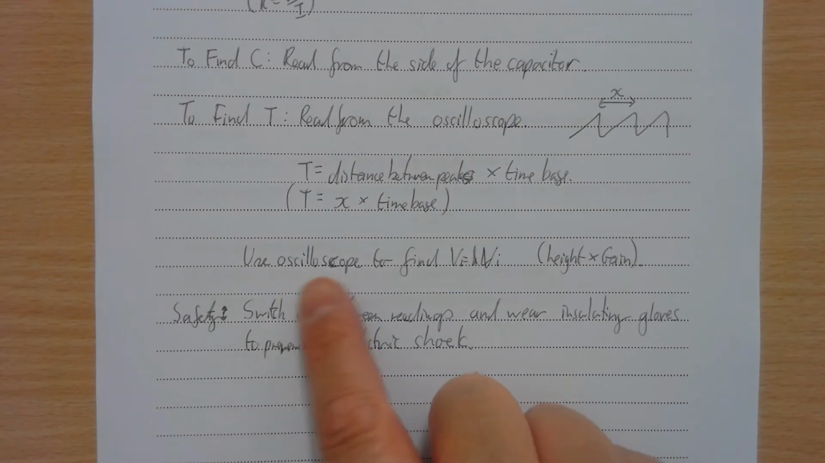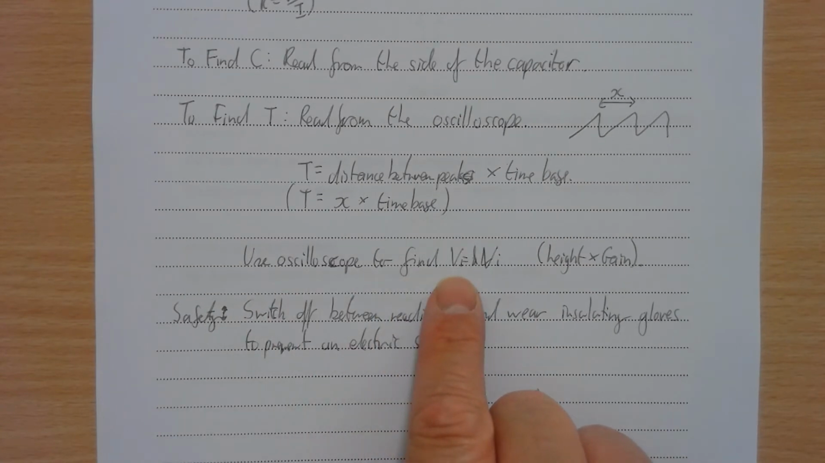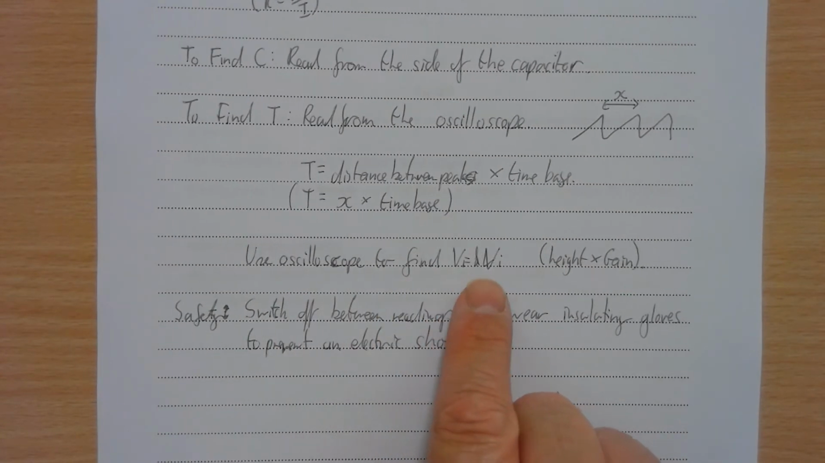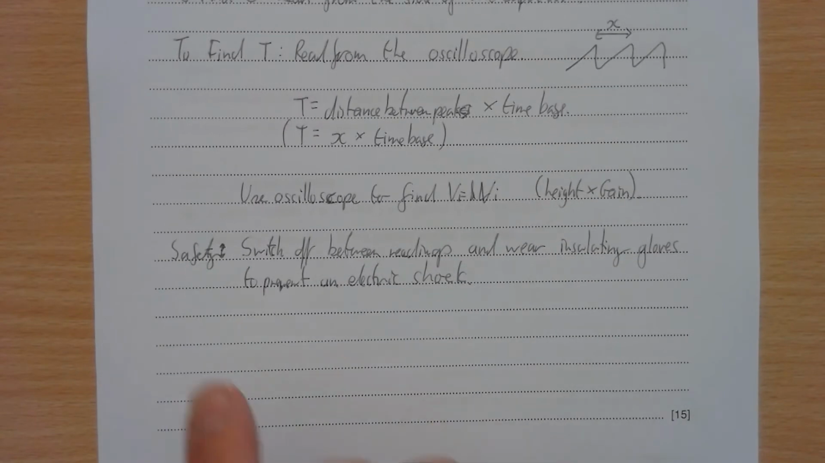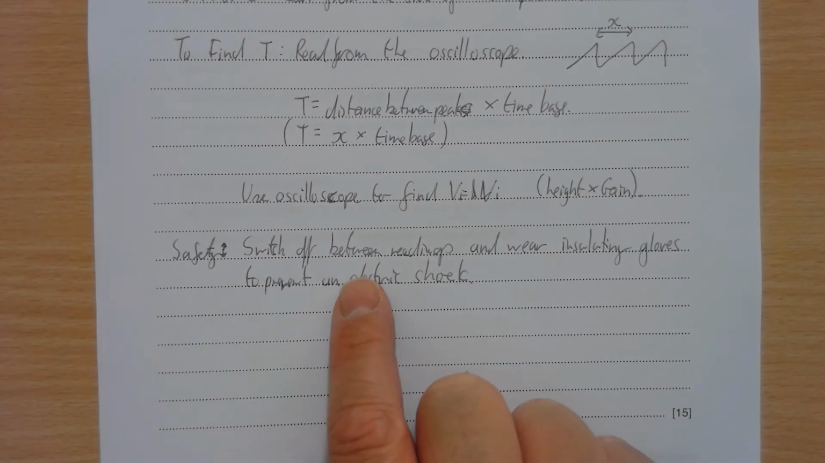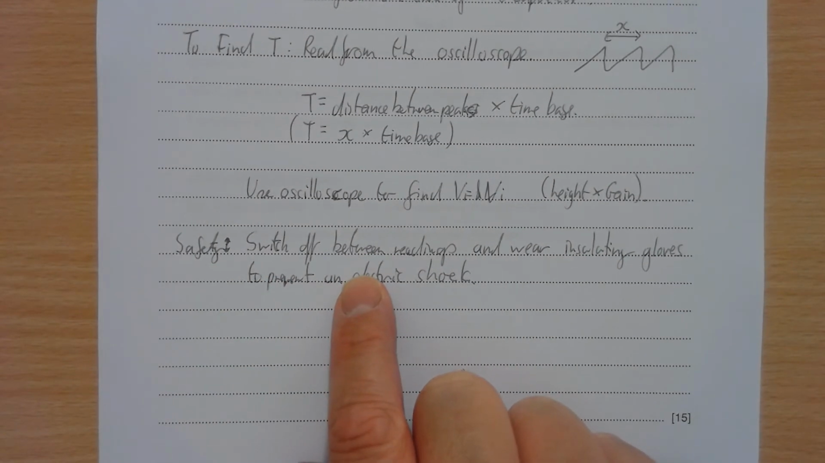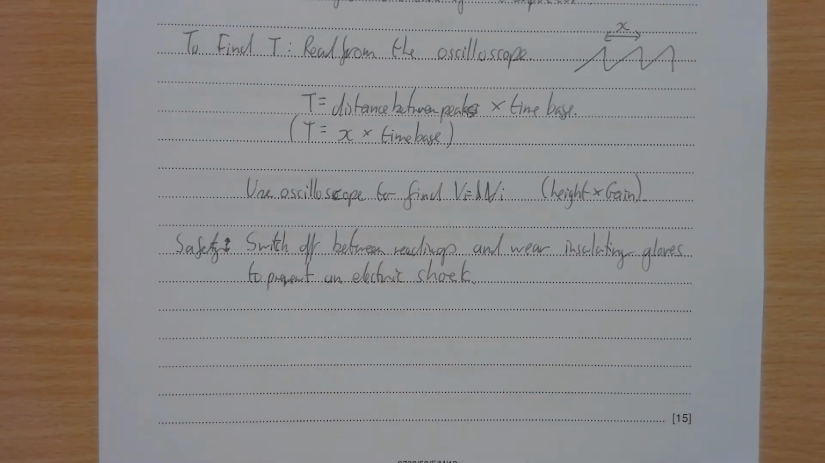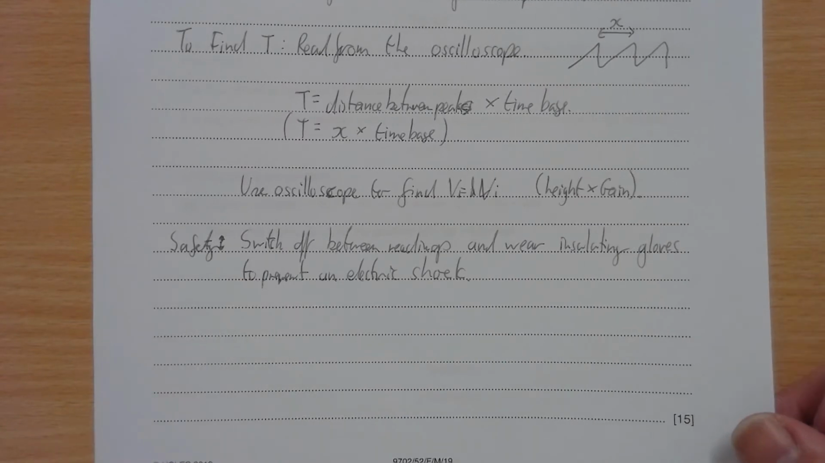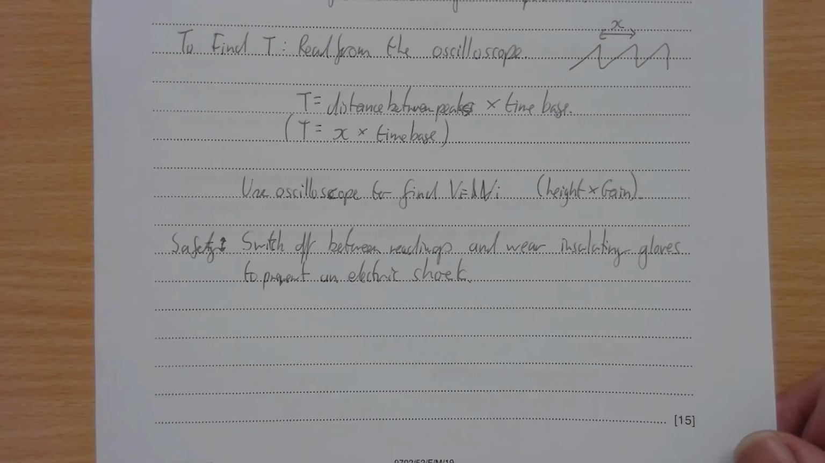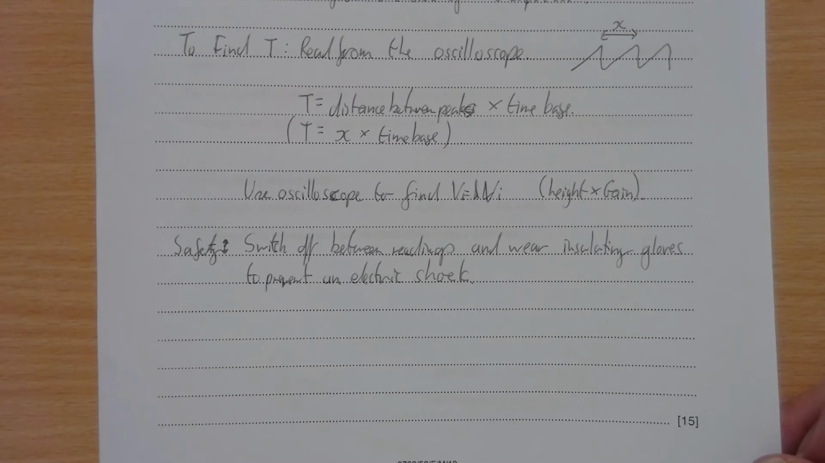The fact that you would use an oscilloscope to find V_F and V_I, because they're voltages, and the oscilloscope's essentially a voltmeter. It's height times gain. Be clear about how you're measuring things, and then think about one relevant safety measure that goes in as part of that. Okay, it's that easy, and you can easily score with very little thought and very little actual physics knowledge. You could quite easily score 10 out of 15 without that much effort. So there's really no excuse on that one.